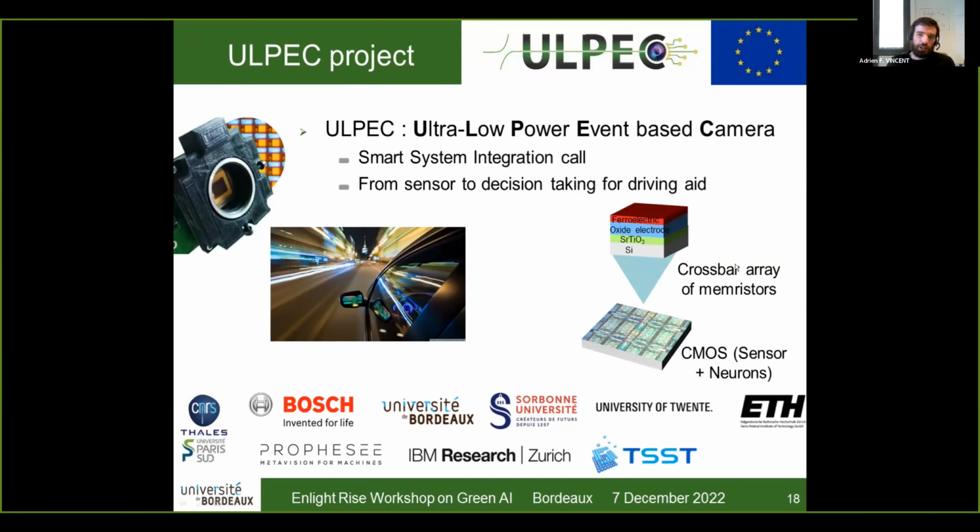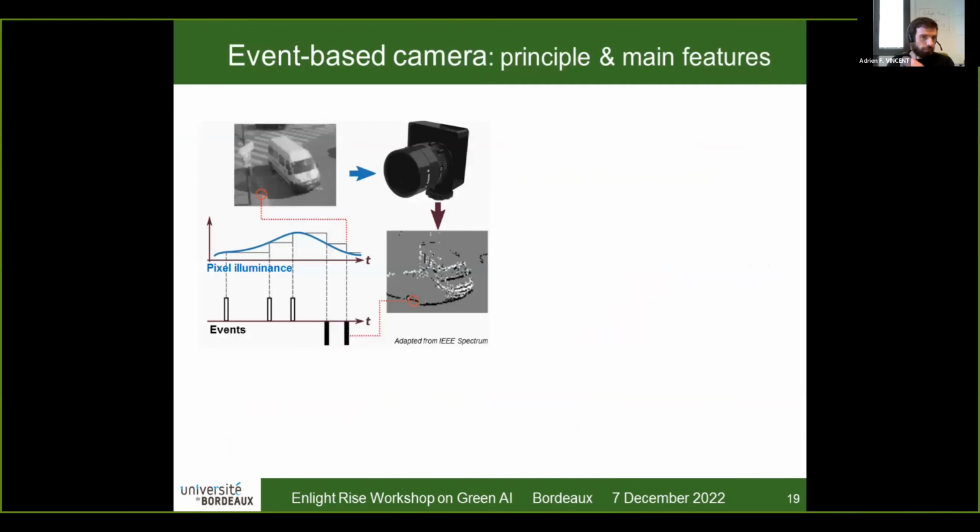So in a nutshell, the idea was to take a special kind of camera that I will discuss just after and to co-integrate it onto the same silicon chip with a hardware spiking neural network, made of spiking neurons and ferroelectric memristive synapses. The take-home message from the ULPEC project is, for example, that we were using an event-based camera, which is a kind of sensor that is inspired by biological retinas.